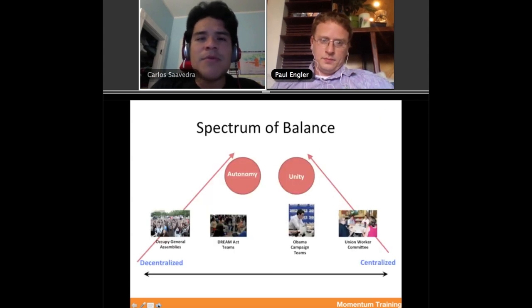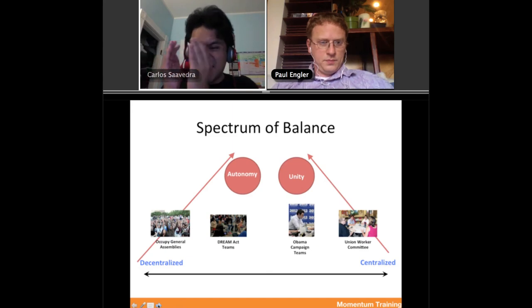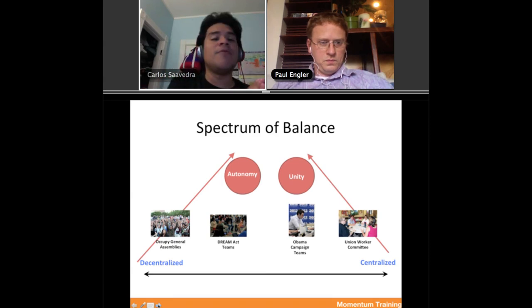So for example, if you put different teams on a spectrum, from the left side being more decentralized and the right side being more centralized, meaning teams where a few top leaders are pretty much running the whole show, versus a decentralized one, which we put here, for example, some of the Occupy Wall Street General Assemblies, where anybody can join, anybody can make a decision, right? Everything is run by consensus.